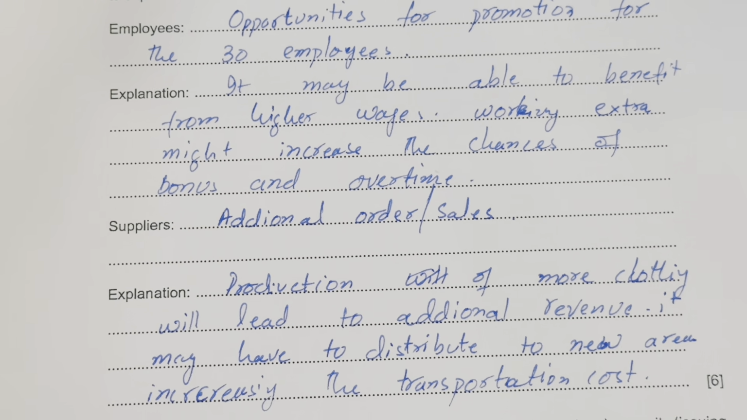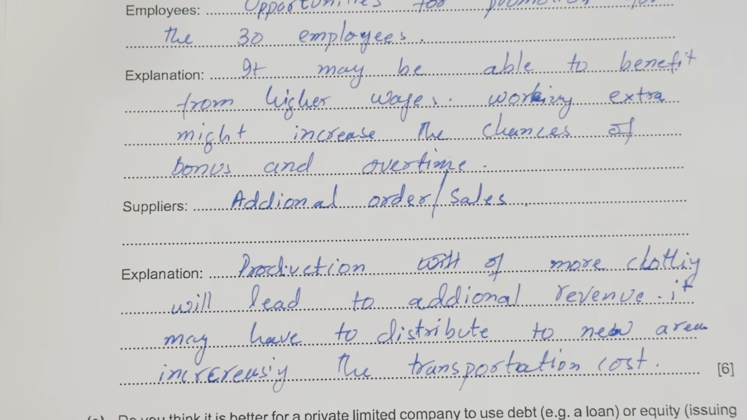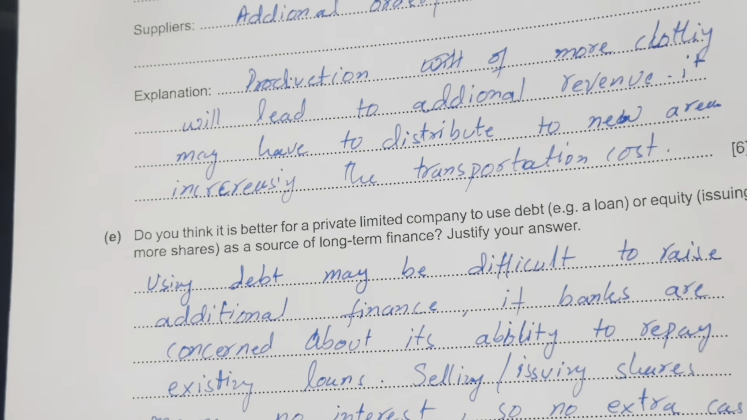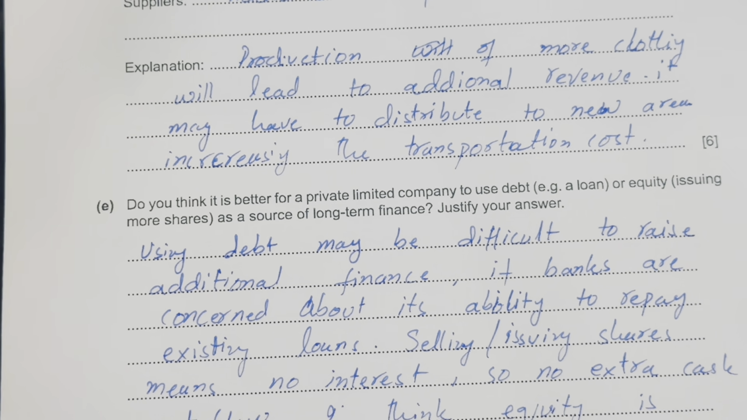Additional supplier. From the supplier's point of view, the supplier is also a stakeholder. The production of more clothing will lead to additional revenue. It will have to distribute to new areas, increasing the transportation cost. So these are the points. You can also write other points as well.